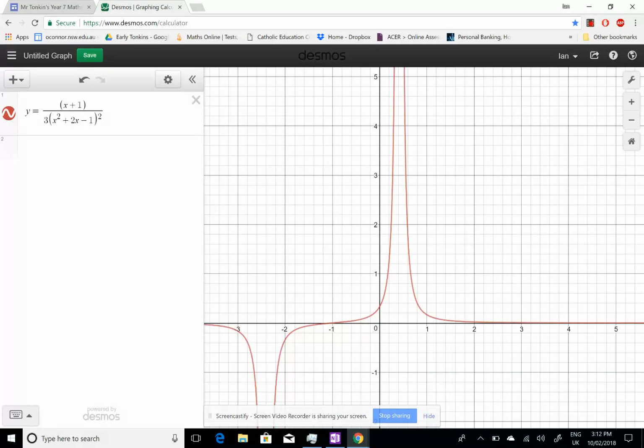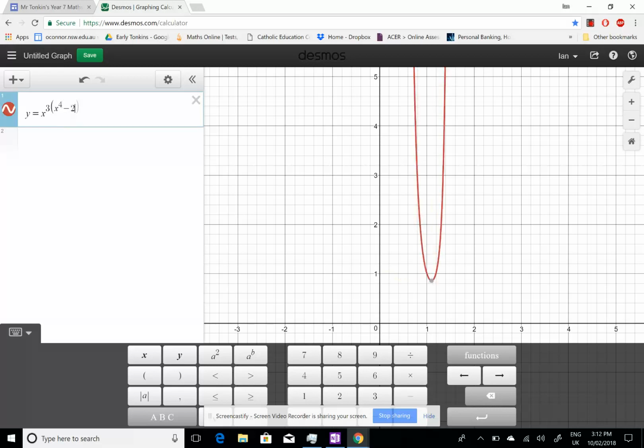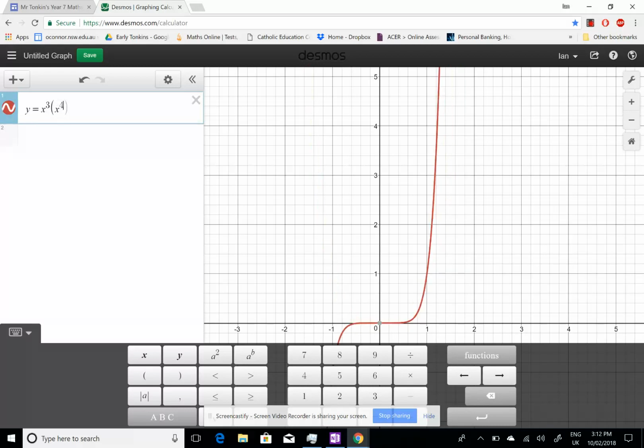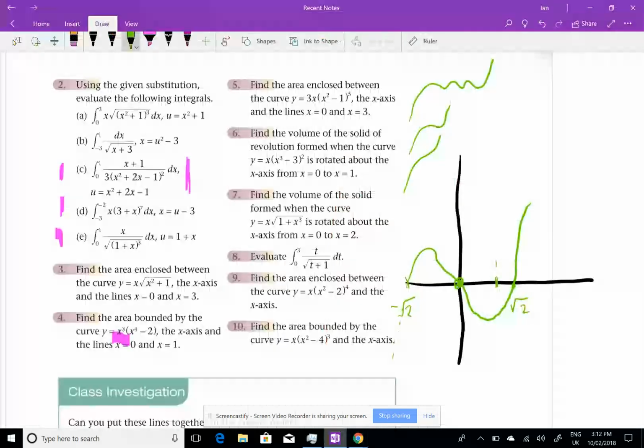So what do we want? Let's get rid of this and go y equals x to the power of 3, bracket, x to the power of 4 minus 2. And there we go. It did look similar to what I thought it did, although there was another lump there. What did I draw? Yeah.